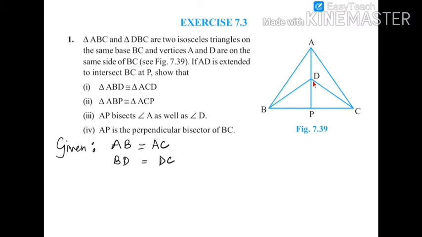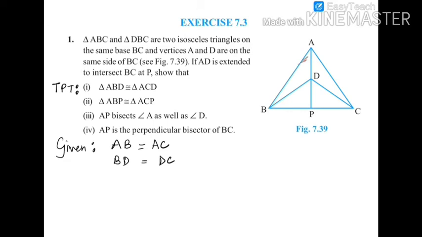If AD is extended to intersect BC at P, then show that we have 4 parts to show. So what is to be proved is clearly listed. Look at the first part.